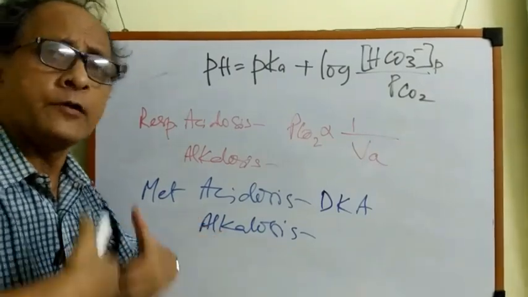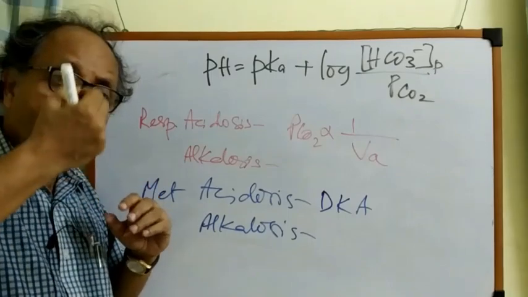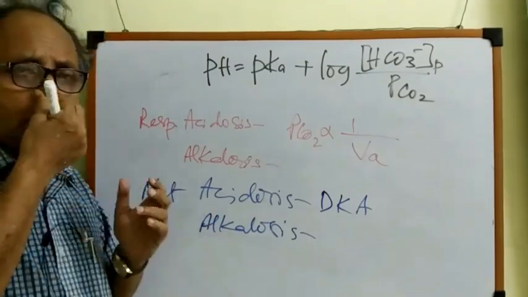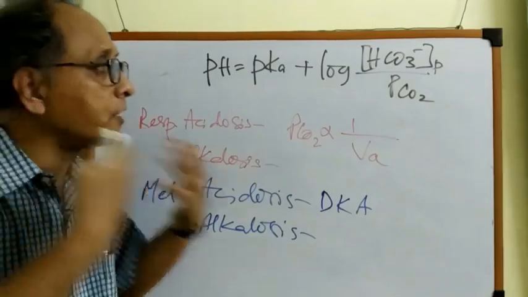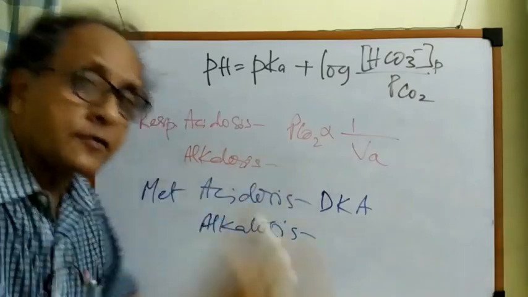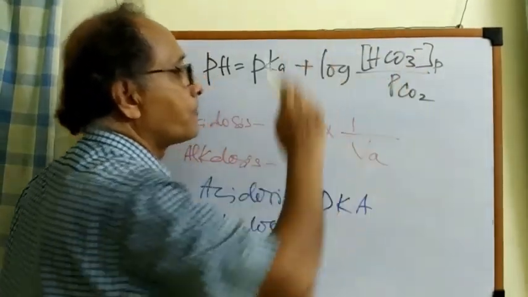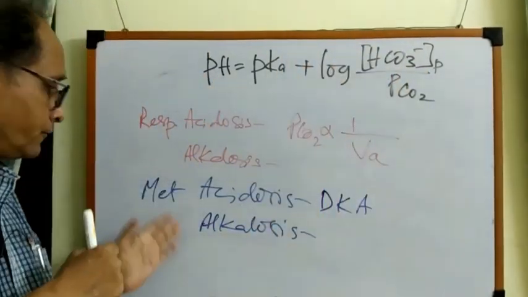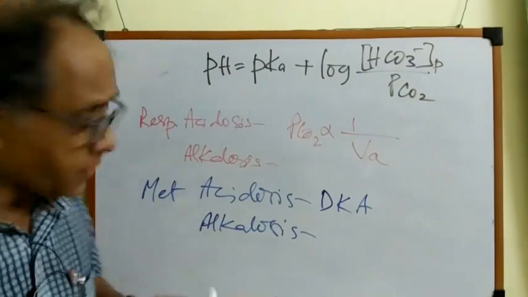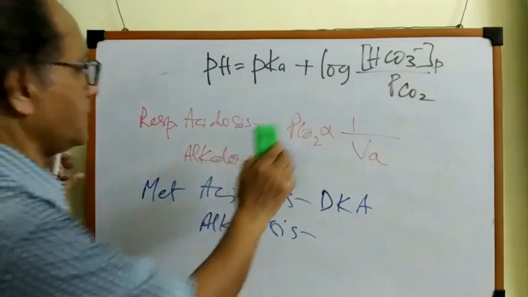So when there is vomiting, or a large amount of nasopharyngeal suction or stomach suction, all these things will lead to excess loss of acid-rich fluid, and that will in turn lead to a rise in the plasma level of bicarbonate, which will lead to metabolic alkalosis. So what will happen in respiratory?